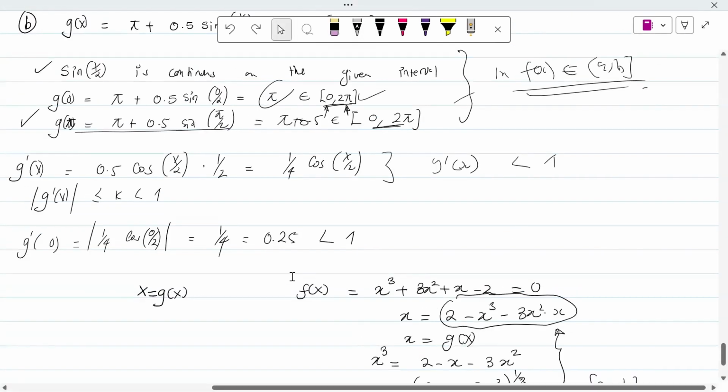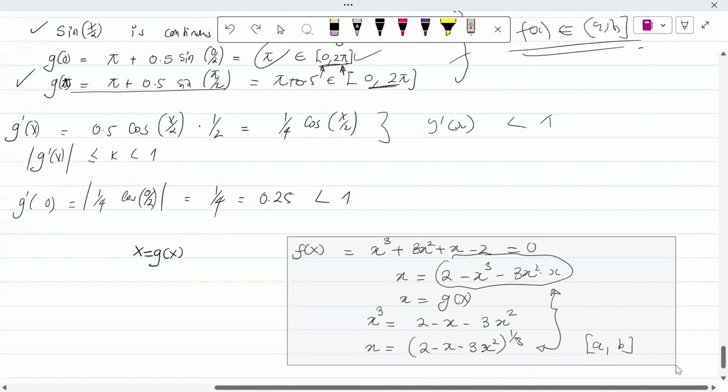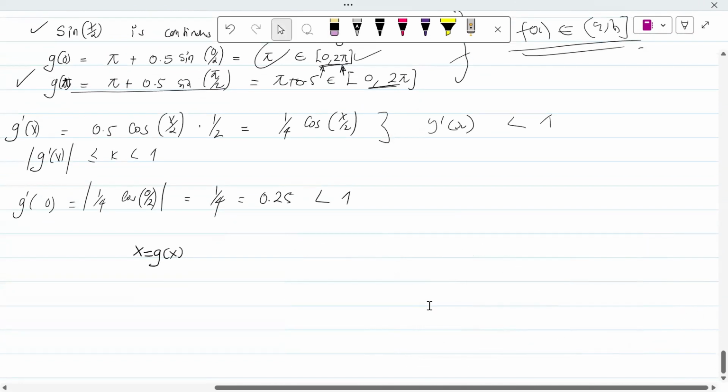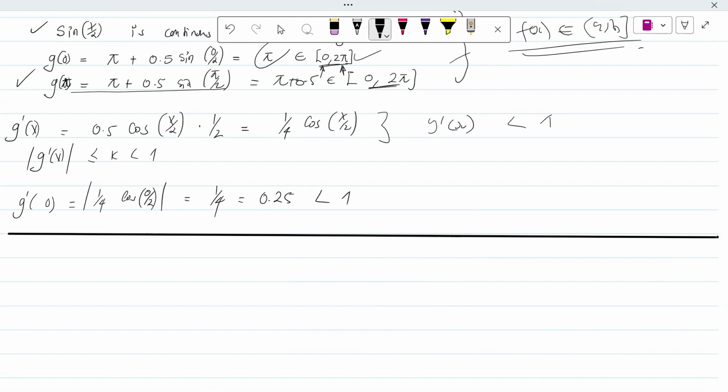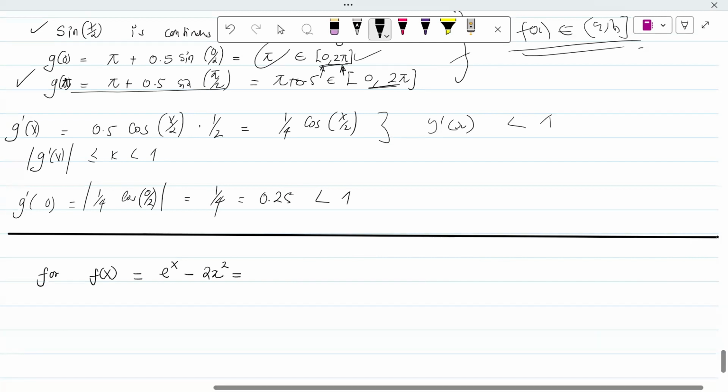Let's look at the question that we have here. The sentence says that most functions can be rearranged in several ways to give x is equal to g of x, with which to begin the fixed point method. We're given the function f of x is equal to e to the power x minus 2x squared, and this is equal to 0.